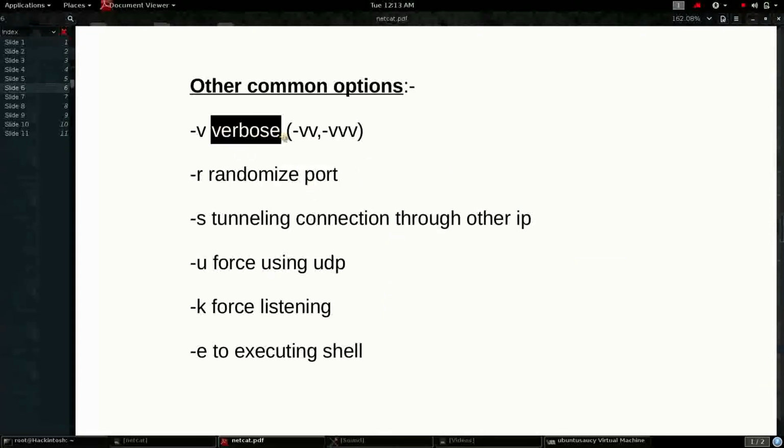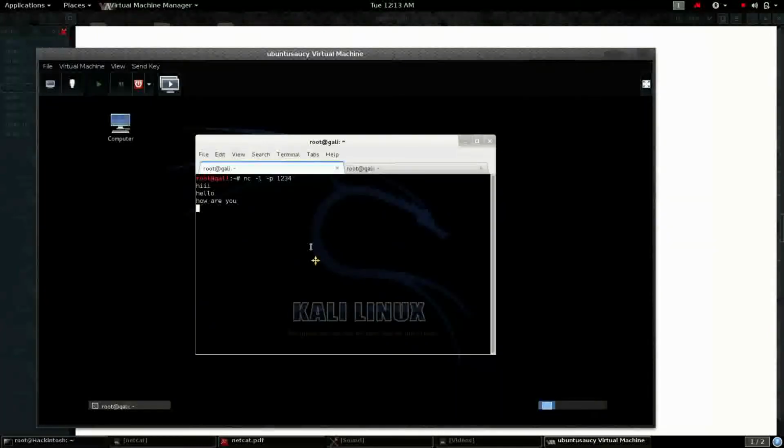First, -v, which is used for verbose mode. Like every command in Linux which has a verbose mode, it also has one. Verbose just shows all the connections and much more detailed results of the command once it's run. So let's try verbose mode. It shows me that it is listening on any address for any connection on port 1234.